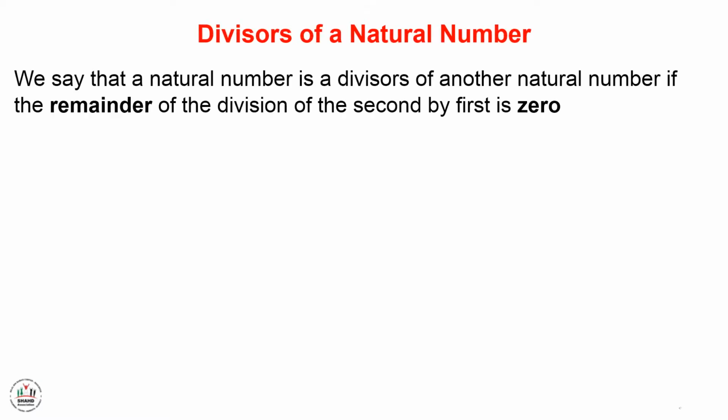Now, divisors of a natural number. We say that a natural number is a divisor of another natural number if the remainder of the division of the second by the first is 0.